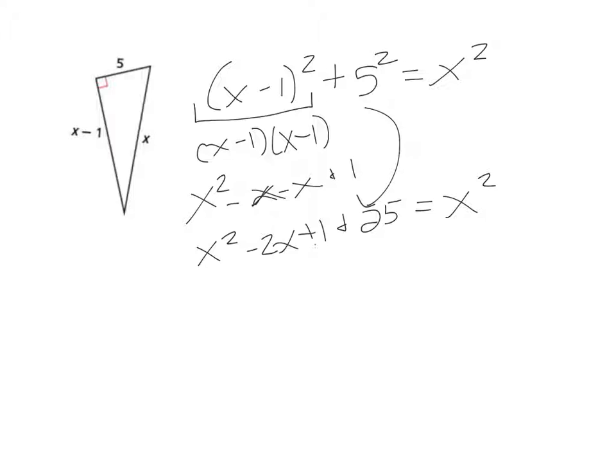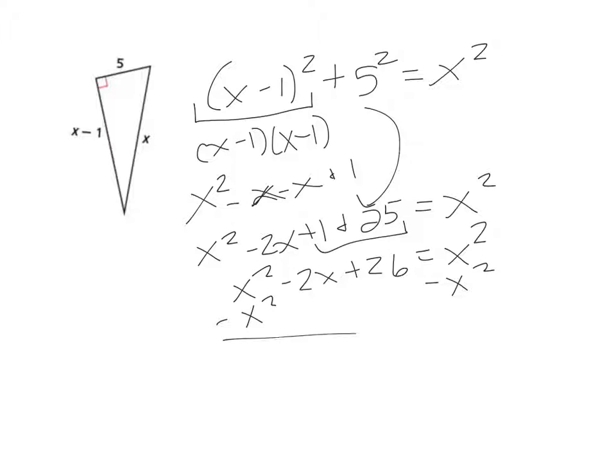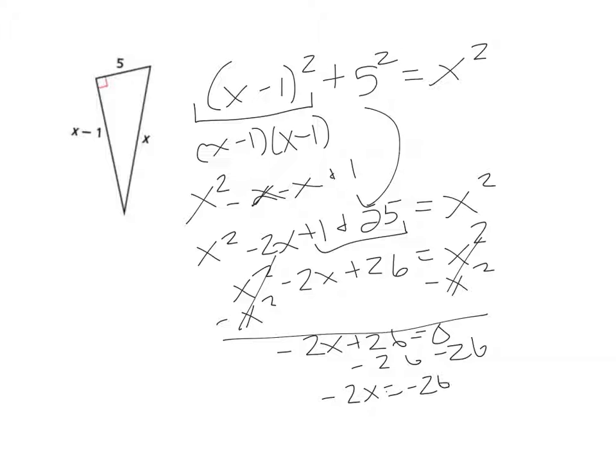I can combine like terms here. So I get 26 there instead, equals x squared. Get the variables together, so minus x squared from both sides. And the nice thing is that it eliminated to 0, so now I have negative 2x plus 26 equals 0. Since it equaled nothing, it has to equal something. So subtract 26 from both sides and divide by 2. So x equals 13.